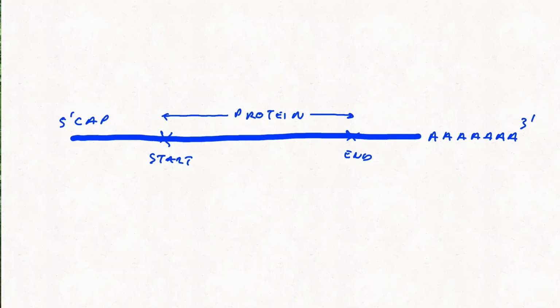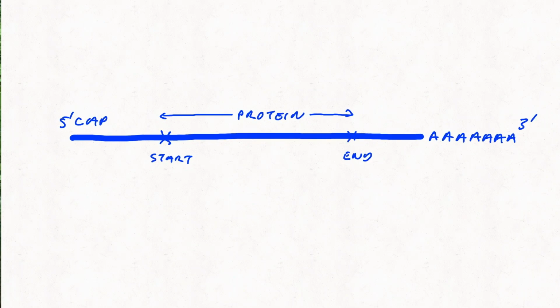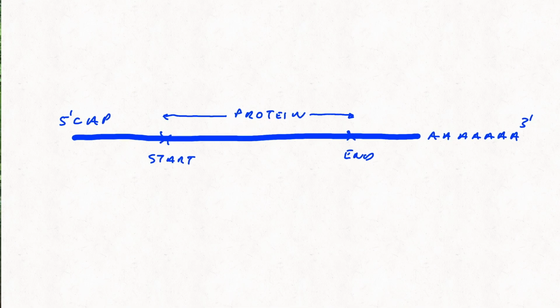The final step, step 5, is the addition of a polyadenylated tail to the 3' end of the pre-messenger RNA to give the final mature messenger RNA molecule. The polyadenylated or poly-A tail is just a long tail of adenine bases that, like the cap on the 5' end, helps protect the RNA molecule from being degraded. Now, steps 1 to 5 all happen in the nucleus. And once we've got the mature messenger RNA molecule, we need to export it from the nucleus to the cytoplasm where it can be translated.